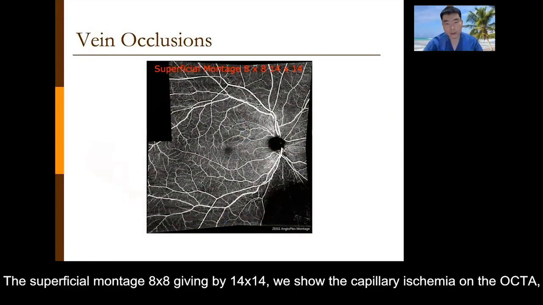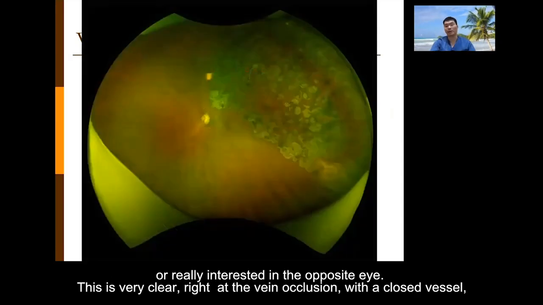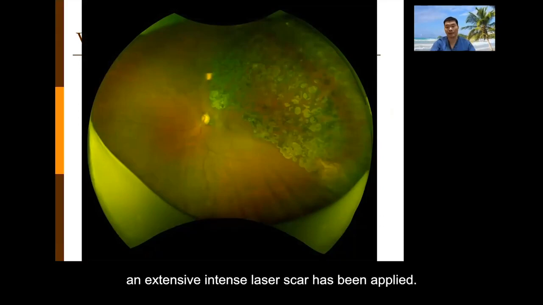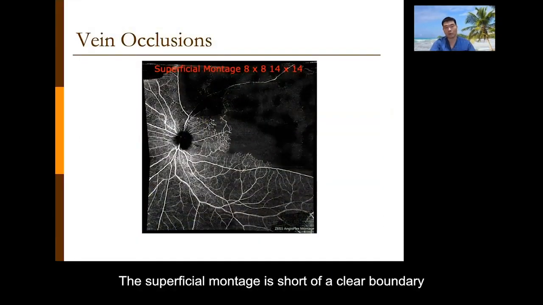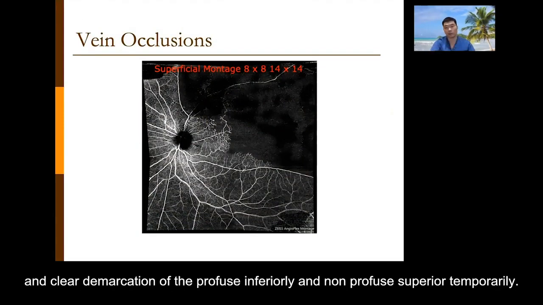So here, the superficial montage 8x8 giving way to the 14x14 will show the area of capillary dropout or ischemia on the OCTA. But really, we're interested in the opposite eye. Again, this is a very clear branch retinal vein occlusion with the sclerosed vessel and extensive and intense laser scars that have been applied. Here, the superficial montage will again show a very clear boundary and clear demarcation of the perfused area inferiorly and non-perfused area superotemporally.